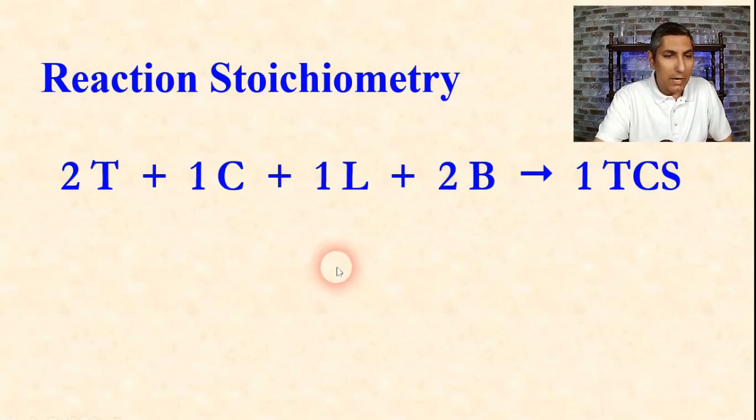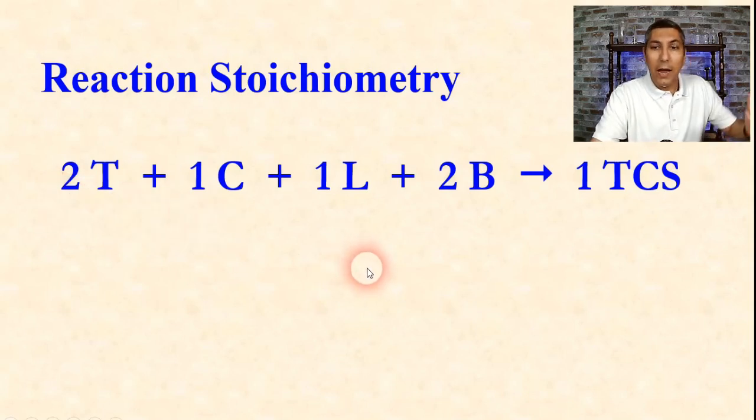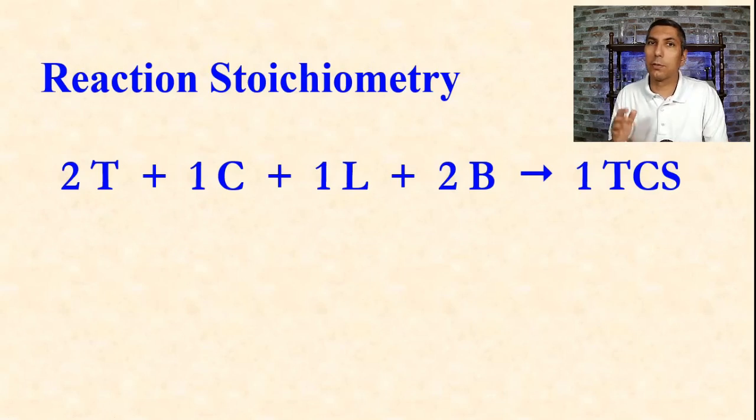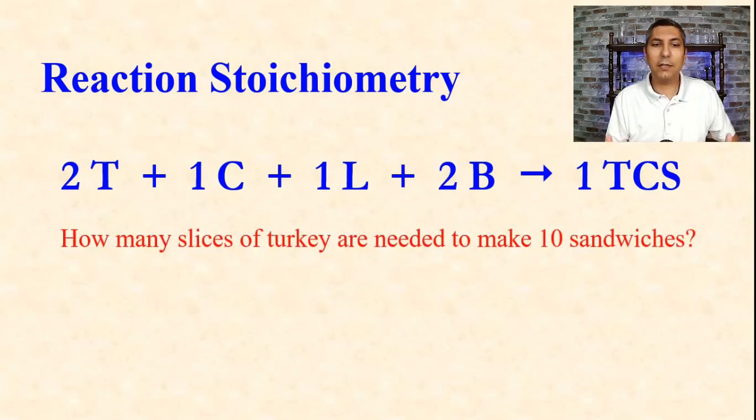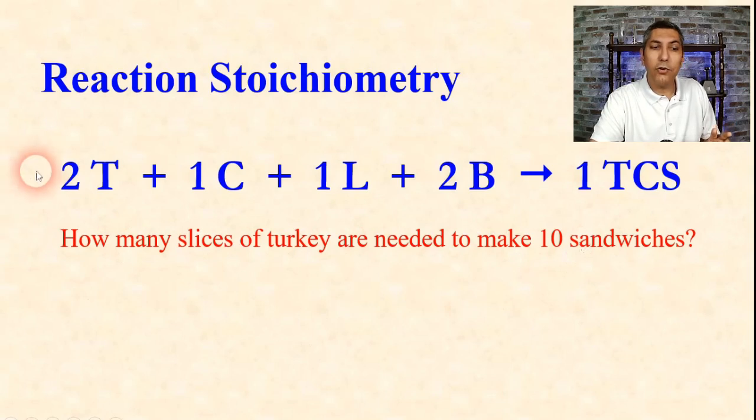And so this is just an equation, or a recipe, if you will, that shows how we put the sandwich together and the ratios in which those ingredients are going to be added to each other. So based upon this equation or recipe, we can answer some questions. For example, how many slices of turkey are needed to make 10 sandwiches? Well, as you can see here, for every 1 turkey and cheese sandwich, we need 2 slices of turkey. So it's a 1-to-2 ratio. So that means that if we're going to make 10 sandwiches, we're going to need twice as many slices of turkey. So the answer is 20 slices of turkey.